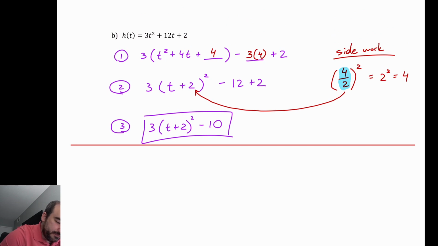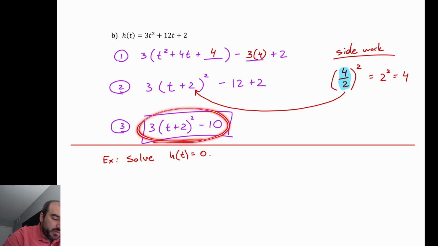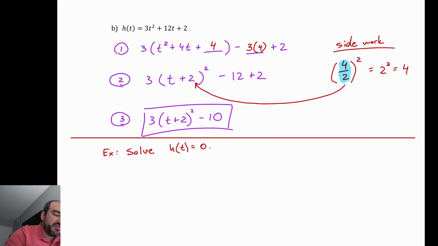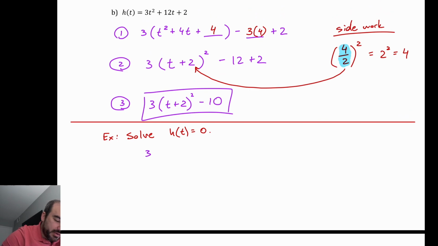saying: solve h of t equals 0. So if we had a question where we were actually trying to figure out when this original expression h of t would equal 0, we can use completing the square to efficiently solve this. So what does it mean for h of t to equal 0? Well, h of t is 3t squared plus 12t plus 2 equal to 0. That's how we would start the problem, or that's what would be given to us to solve.